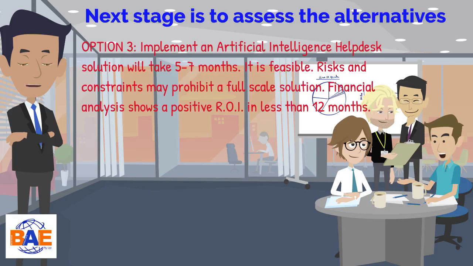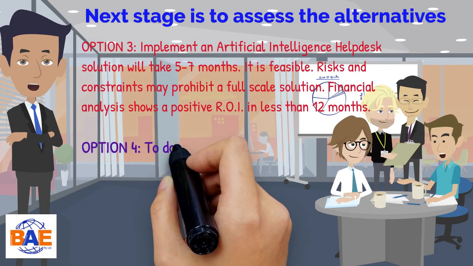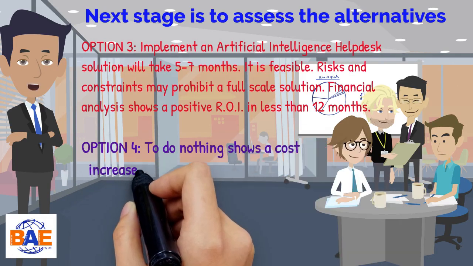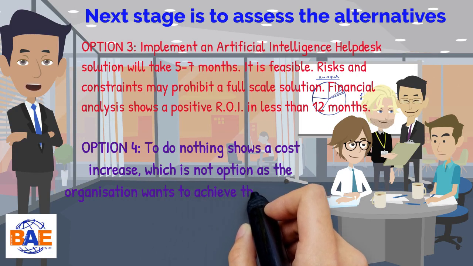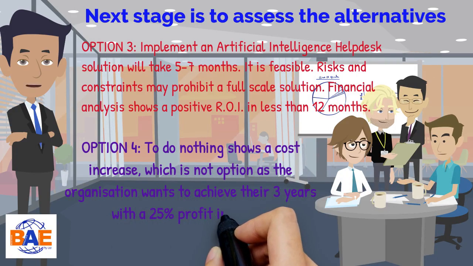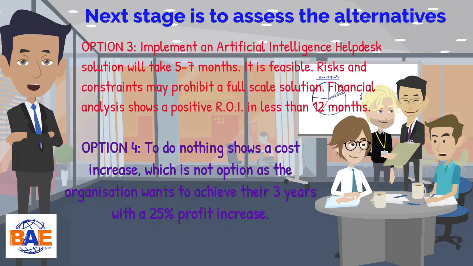Finally, we should always also assess the option of not doing anything. Option 4, to do nothing, was also assessed, and this showed costing increasing, which is not an option if the organisation wants to achieve their 3 years 25% profit increase goals. Keep in mind that with this high-level example, we have not included any detailed analysis information here, and that in a real-world scenario, you may include other factors that play a key part in deciding which option to recommend. This is the stage of the business case which takes the most time and effort to complete.